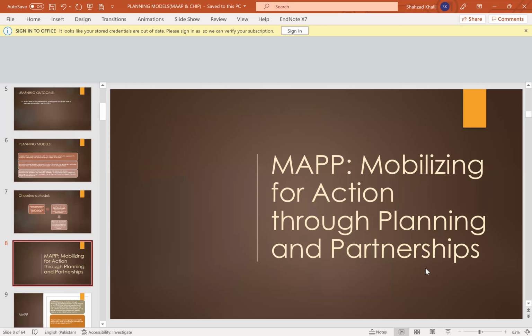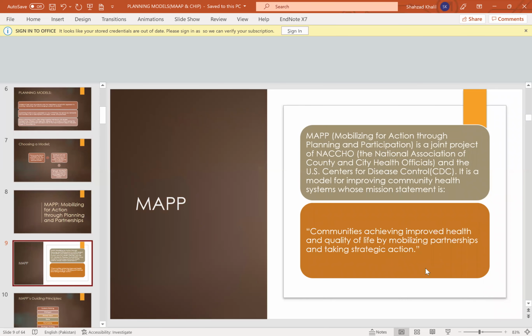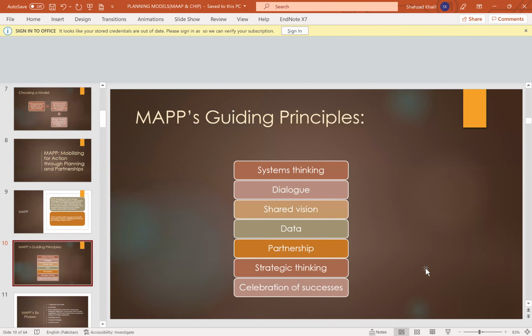Starting with MAP, Mobilizing for Action through Planning and Partnerships. MAP is a joint project of NACCHO, the National Association of County and City Health Officials, and the United States Centers for Disease Control, CDC. It is a model for improving community health systems whose mission statement is communities achieving improved health and quality of life by mobilizing partnerships and taking strategic actions. MAP guiding principles include systems thinking, dialogue, shared vision, data, partnership, strategic thinking, and celebration of successes.